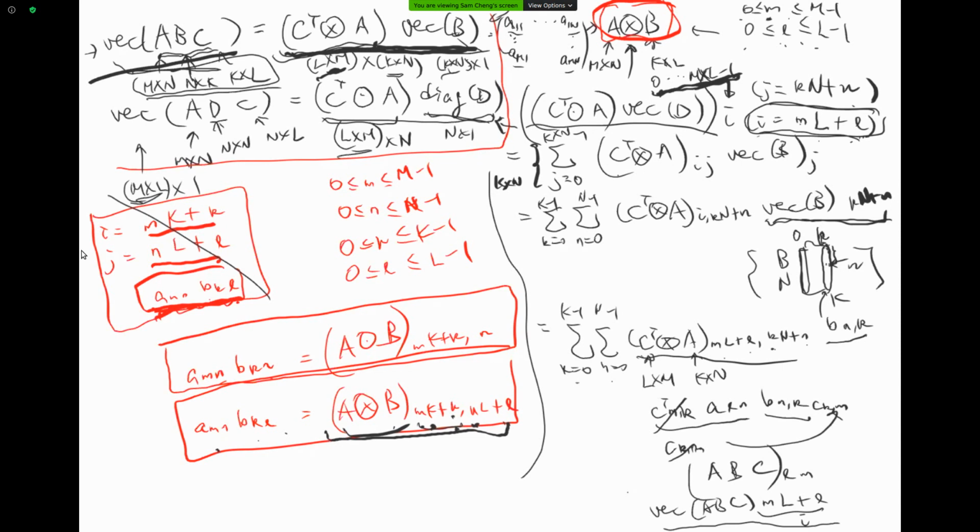Again, we do the same thing here. I can pick the same I here. It's ml plus l. Again, I pick m from 0 to big M minus 1 and l from 0 to big L minus 1. Then as I vary m and l, I will cover the entire range of I here, that's from 0 to M times L minus 1.